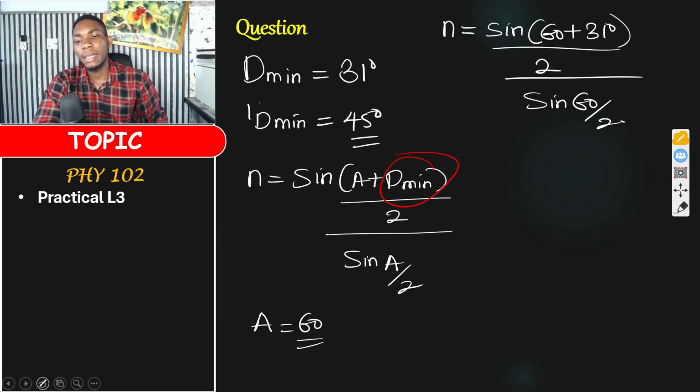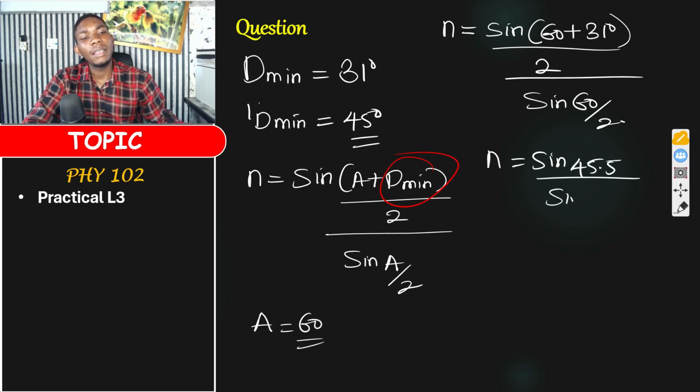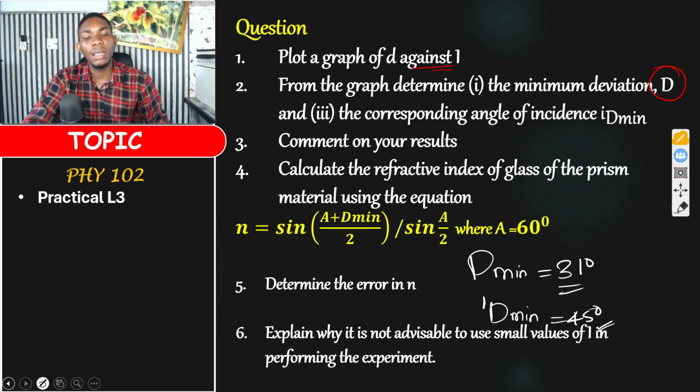And then at the end of the day, our N will be sine of 91 divided by 2, which will give us 45.5, because 60 plus 31 is 91, divided by 2, you have 45.5, divided by sine 60. I mean sine 30, because 60 divided by 2 is 30. I think that is the formula here. Alright, that is it.